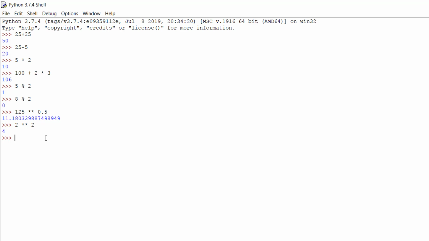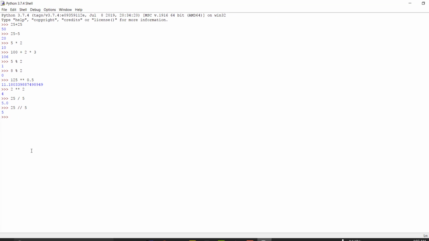And now let's look at the integer division. If we divide a number like 25 divided by 5, it should give us 5, because inside 25, 5 goes 5 times, and it will also give us a fractional number. But if we want the exact whole number, we can type 25 // 5. It will give us 5. That means it is the output, and we have no fractional part with the 5.